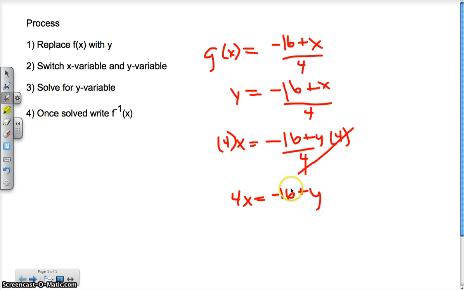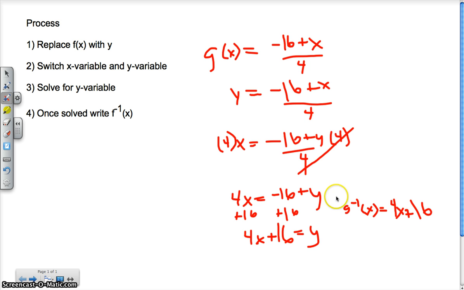Well, now that's pretty simple, right? I have a negative 16 here. I'm going to go ahead and add 16 here. So I have 4x plus 16 equals y. And my last step, I'm going to rewrite this. So instead of y, I'm going to do g of negative 1 of x. So my inverse is 4x plus 16. There is my answer right there.